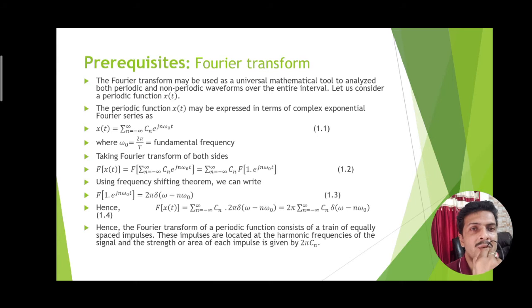It is showing how the Fourier transform can be found from the Fourier series expression. At the top, the Fourier series expression is given. If we take the Fourier transform, it is showing that the Fourier transform of a periodic function consists of a train of equally spaced impulses. These impulses are located at the harmonic frequencies of the signal, and the strength or area of each impulse is given by 2 pi times Cn.